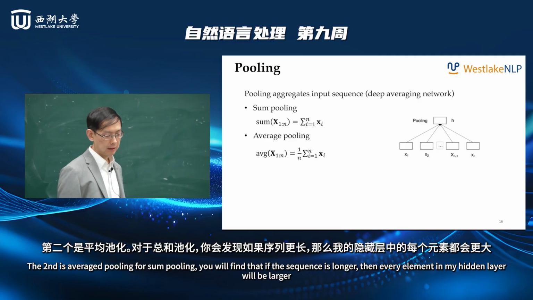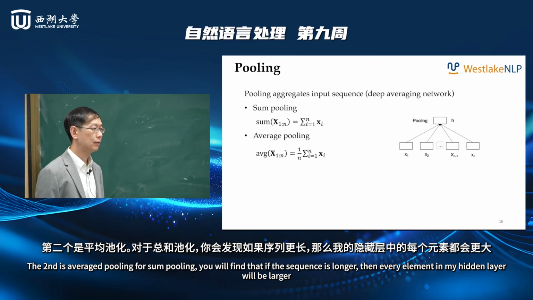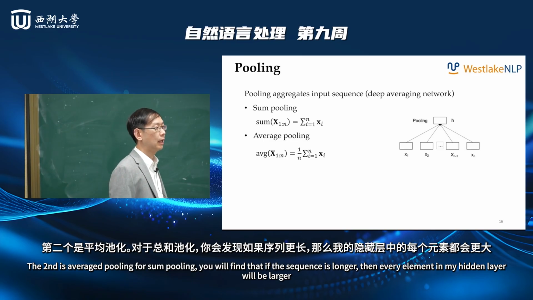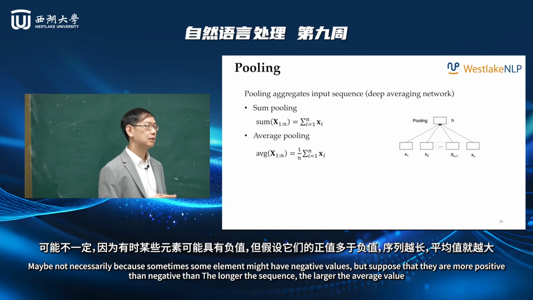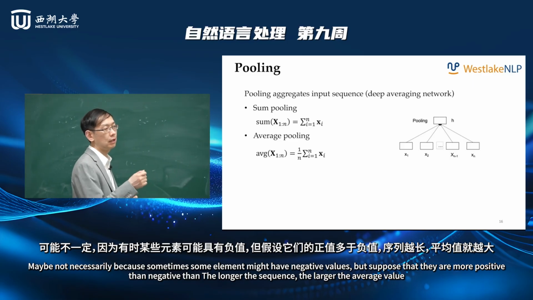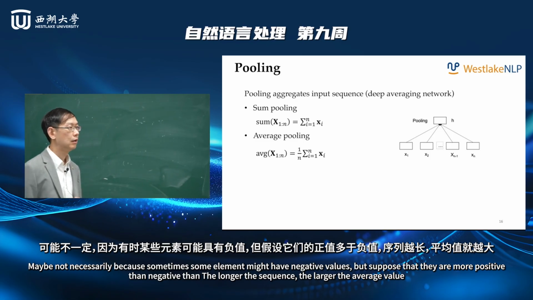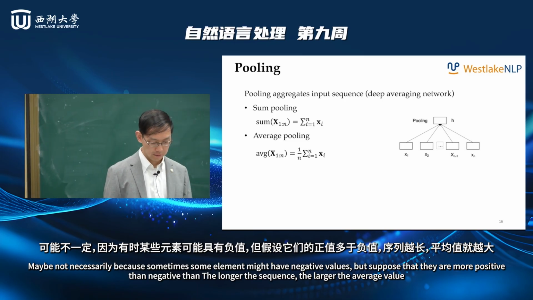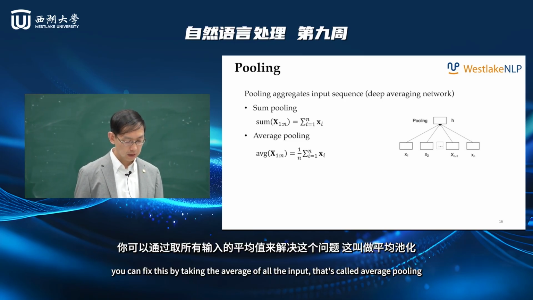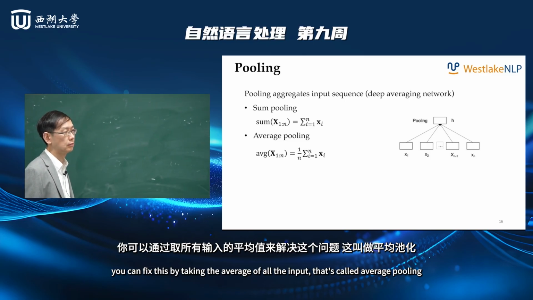The second is average pooling. For sum pooling, you will find that if the sequence is longer, then every element in my hidden layer will be larger maybe. Not necessarily, because sometimes some elements might have negative values, right? But suppose that they are more positive than negative, then the longer the sequence, the larger the value. So you can fix this by taking the average of all the inputs. So that's called average pooling.